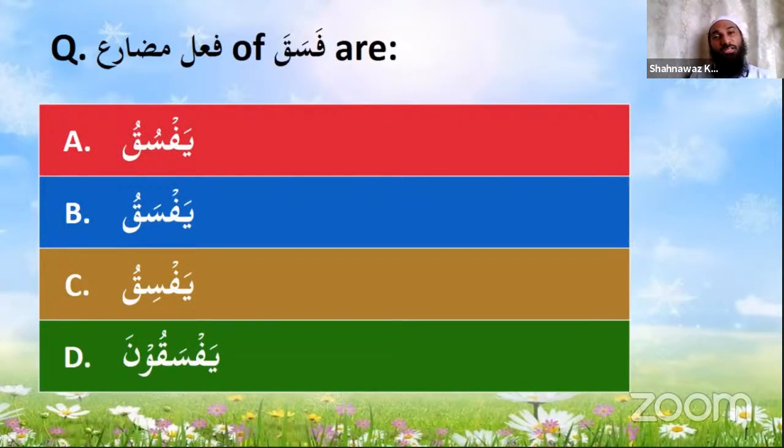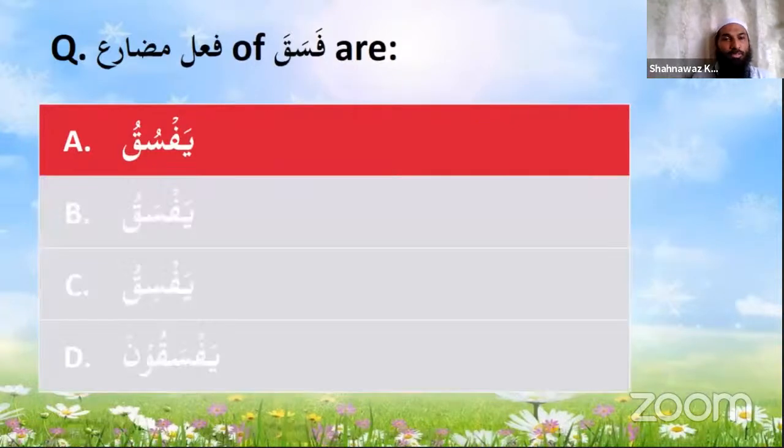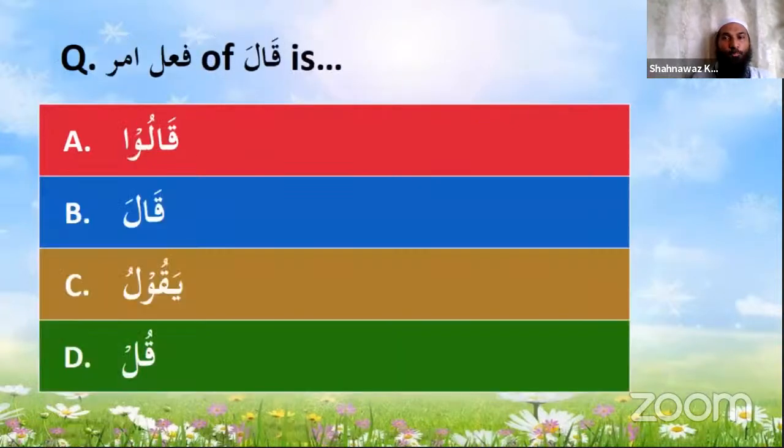Fi'l mudari: fasaqa is a third person singular verb and we want the present tense of that. So what is the answer? Present tense of fasaqa. You just saw it. It is bab nasara. That is a good enough clue. The answer is yafsuqu.